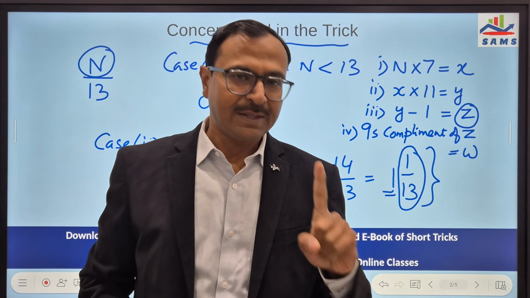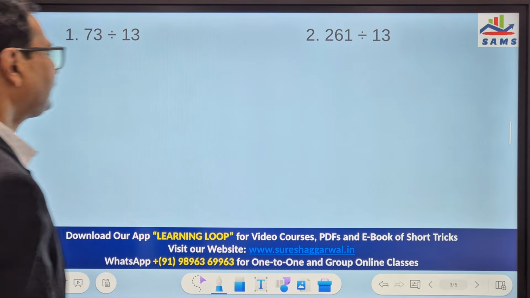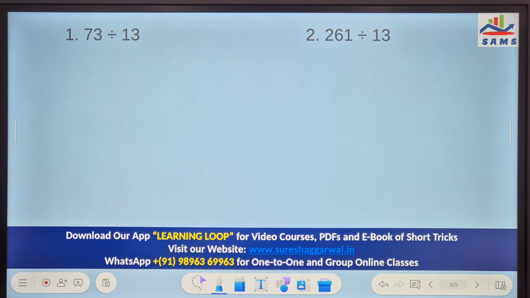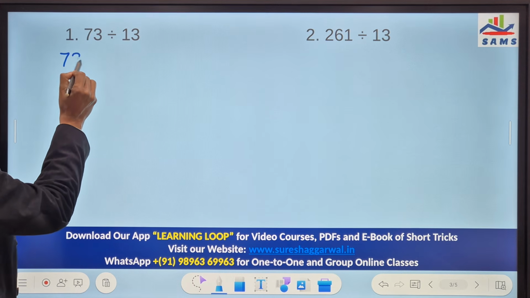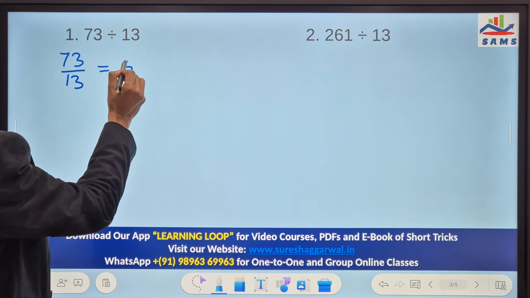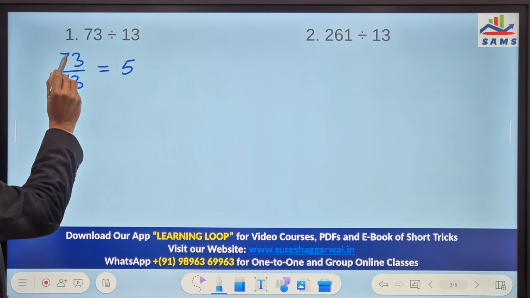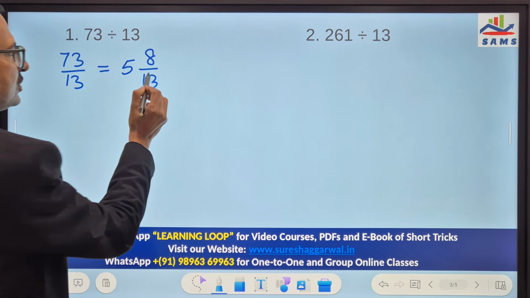Let me show you the first example and you will feel more comfortable. Here we have 73 divided by 13. So 73 divided by 13 means 13 5s are 65, right? So 73 minus 65 is 8. So 8 upon 13. So what did I do?